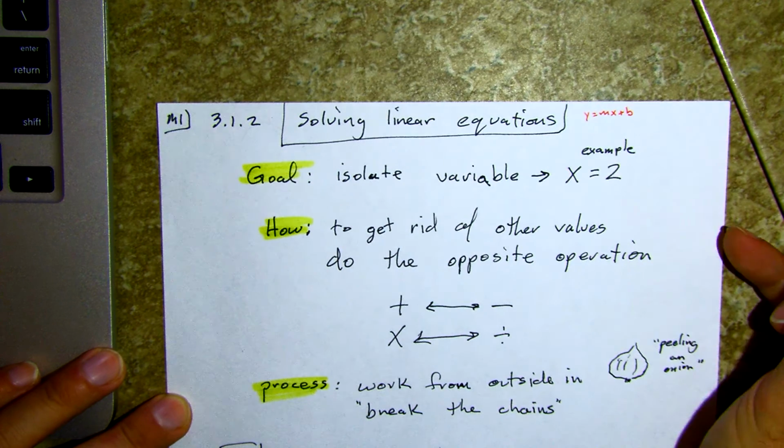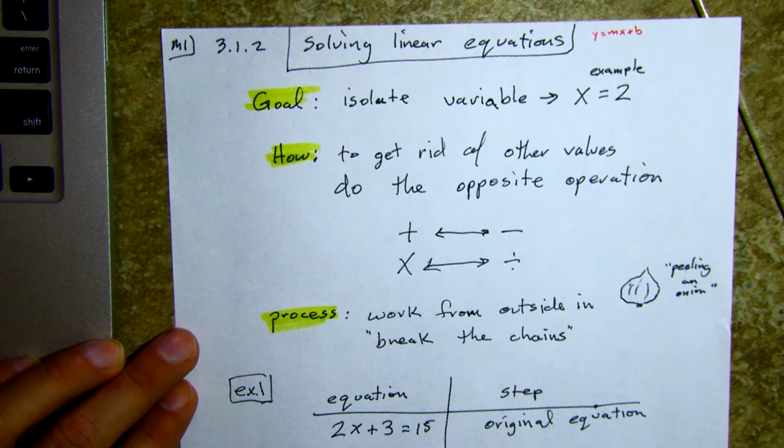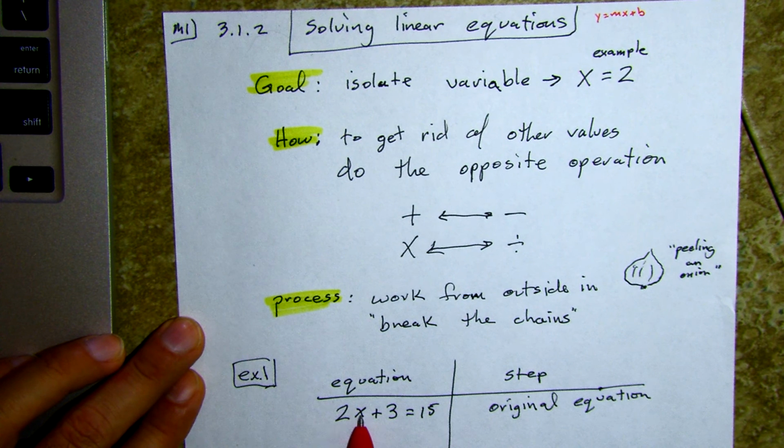So if we peek down here at example one, we see that we're going to start with 2x plus 3 is equal to 15. There's two parts to this equation that I need to deal with in order to solve for x. And that's going to be part of how we do it.